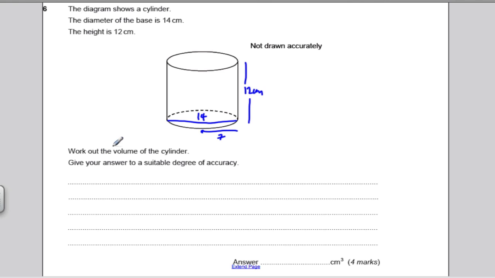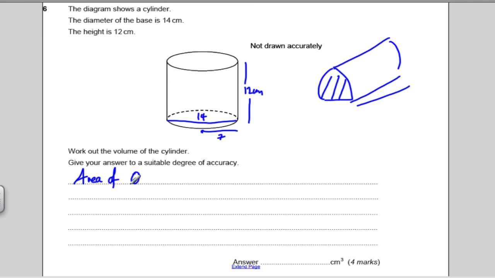Now, work out the volume of the cylinder. We know from the formula booklet that the volume of a prism, it tells us this in the formula booklet, even though that's strictly not a prism, is the area of the base times the depth. So here we could work out the area of the circle and times it by the height. So to start with, let's work out the area of the base circle.